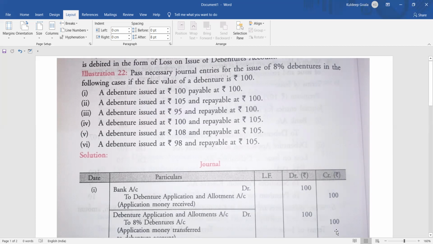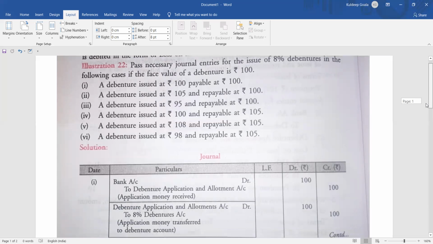Clear? Understood? Since we are taking 100 rupees and returning 100 rupees, there is no profit and no loss. So there is no need to make any extra arrangement for loss. It will be the same. Bank account debit to debenture application allotment account when we receive the money, 100 rupees, 100 rupees. At the time of transfer, debenture application allotment account debit to 8% debenture account, 100 rupees, 100 rupees, right? Clear?